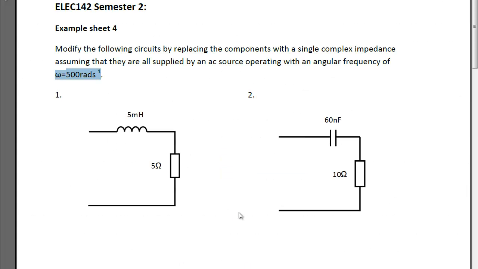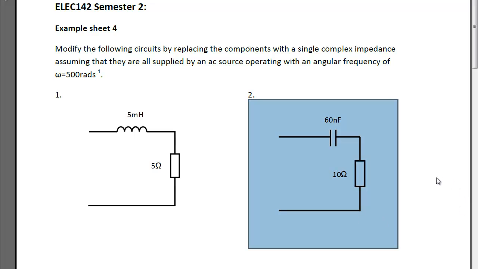So question 2, again, it's very, very similar, but this time we've got a capacitor in series with a resistor. Our capacitor has a value of 60 nanofarads and our resistor has a value of 10 ohms. So let's do the same thing to solve that.